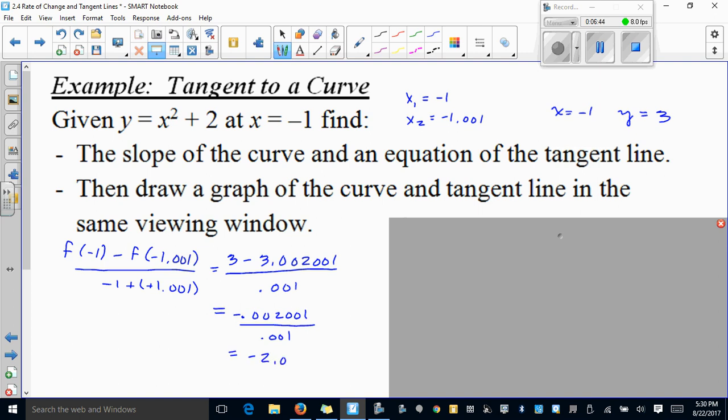So I don't want you guys looking at this going up. We're just using numbers very, very close to each other because it's going to be a very small change in the slopes. So we get a slope of -2.